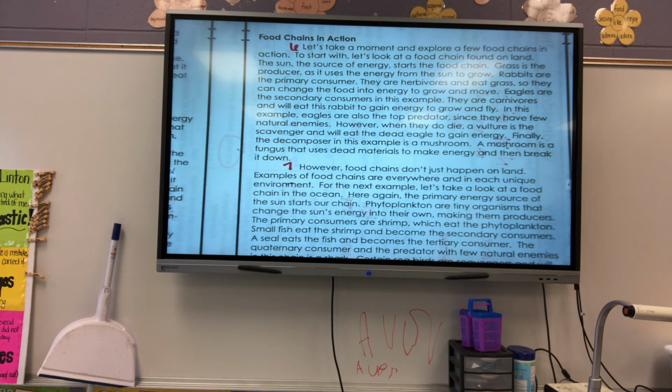What is the main idea of paragraph 6? What is the main idea of paragraph 6? All right, what do you think, Dariana? It's telling you how all animals get their own energy. It tells me how all animals get their energy? Some animals.